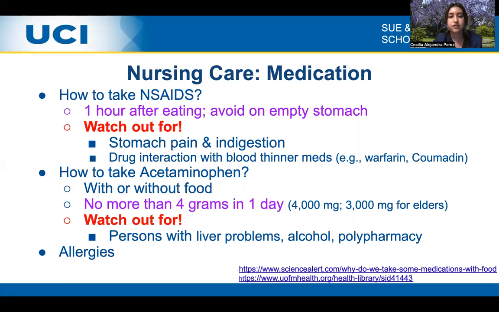For acetaminophen, you can take it with or without food, but just make sure you do not take too much in one day because it is processed by the liver, so too much of it can cause liver damage. The max amount is 4,000 milligrams per day, but for elders, it is better to stay on a safer dose and do not take a dose that exceeds more than 3,000 milligrams per day. So you should also watch out for patients with liver damage, alcohol abuse, and polypharmacy. For all medications, make sure that the person you are taking care of is not allergic to these medications.